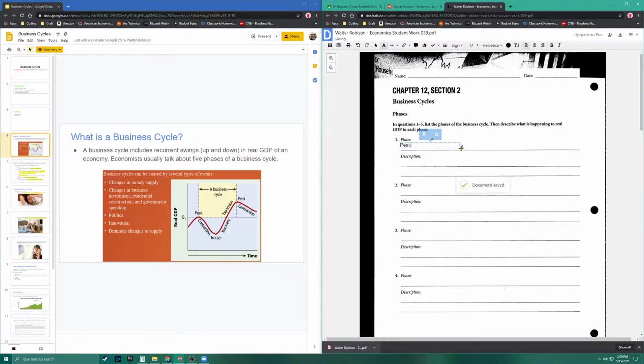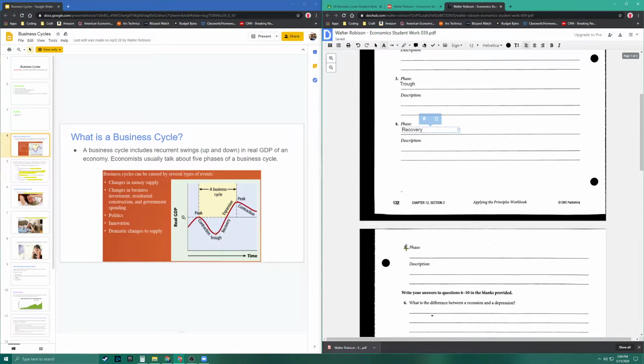We'll talk about the peak. And I'm just going to fill in the phases first. And then we have contraction. Phase 3 is trough. Now, do you need to have yours in the same order as me? No, not at all. It doesn't matter which way you go, just as long as you have all of these. Then we have recovery. And then our last phase is expansion.